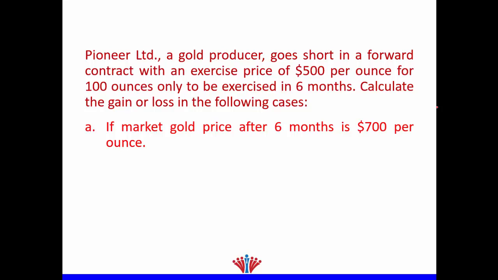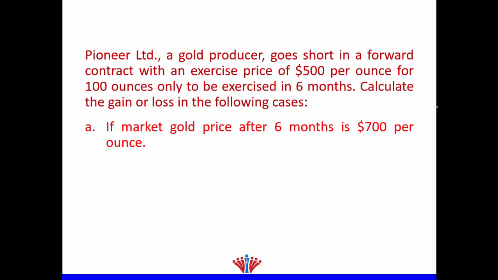Let's get an example about a forward contract. The case study is Pioneer Limited, a gold producer, goes short in a forward contract with an exercise price of $500 per ounce, 400 ounces, only to be exercised in 6 months. Calculate the gain or loss in the following cases.